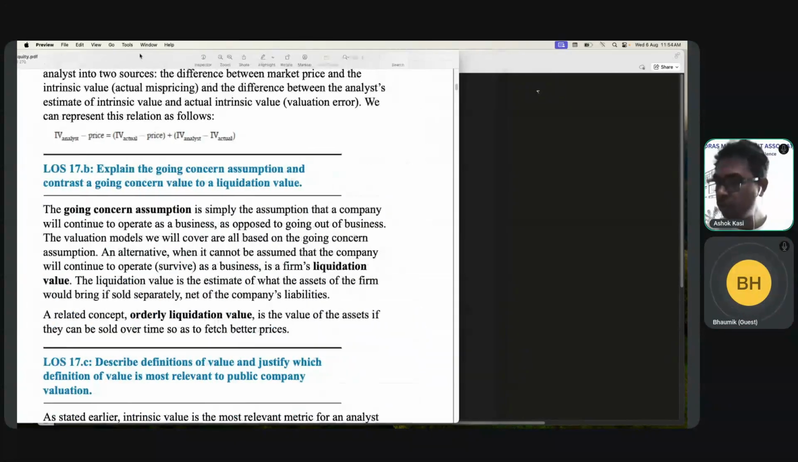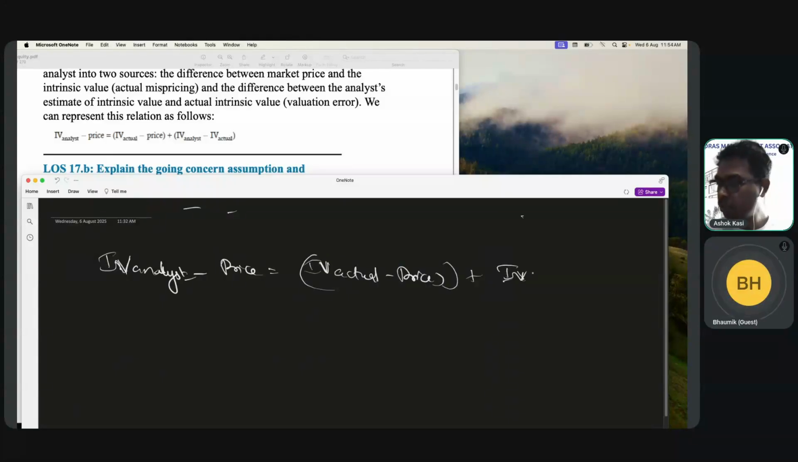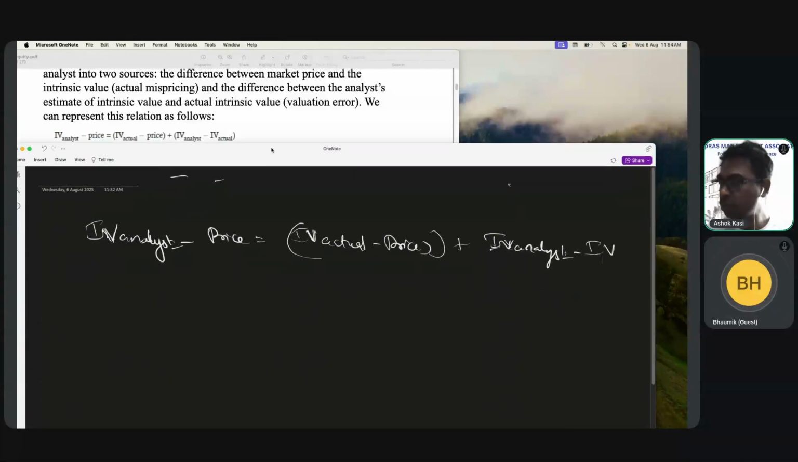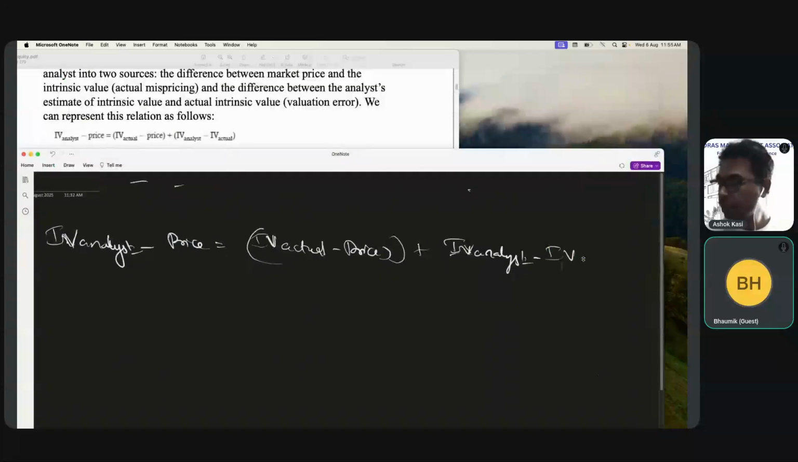Intrinsic value of the analyst minus price is equal to actual intrinsic value minus price, plus intrinsic value of the analyst minus actual intrinsic value. It looks like a little bit of a scary formula, but it is very easy. How to understand this?